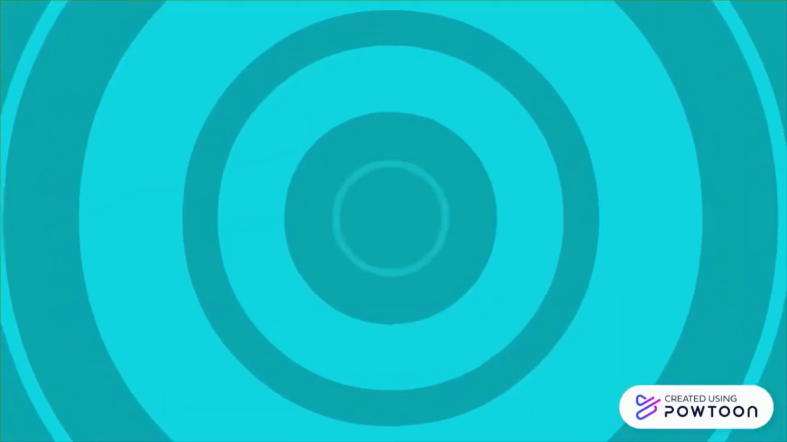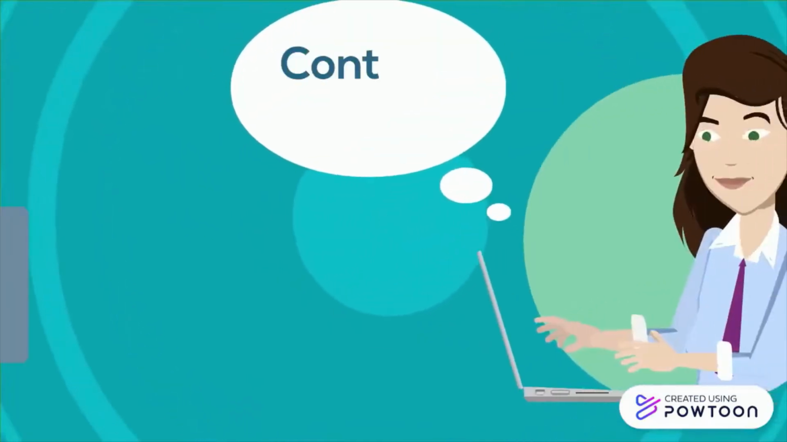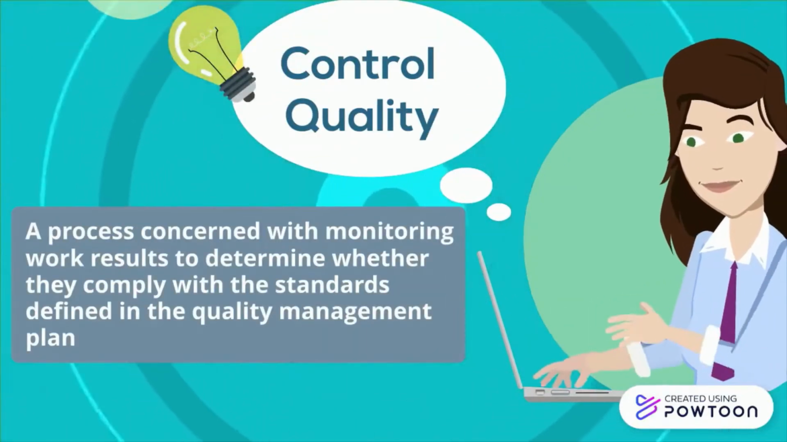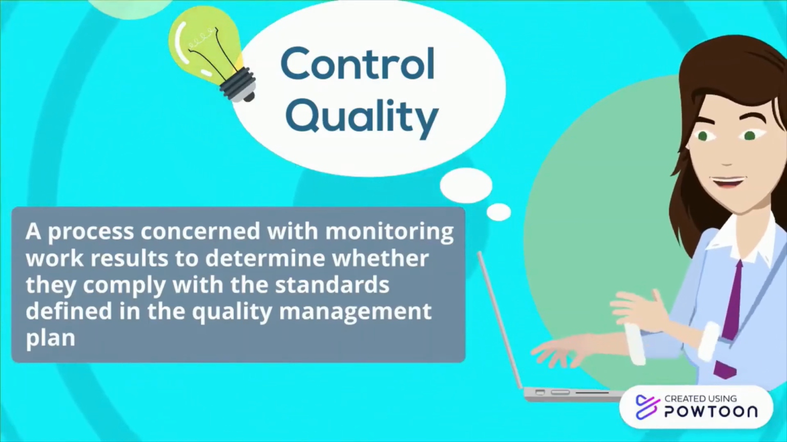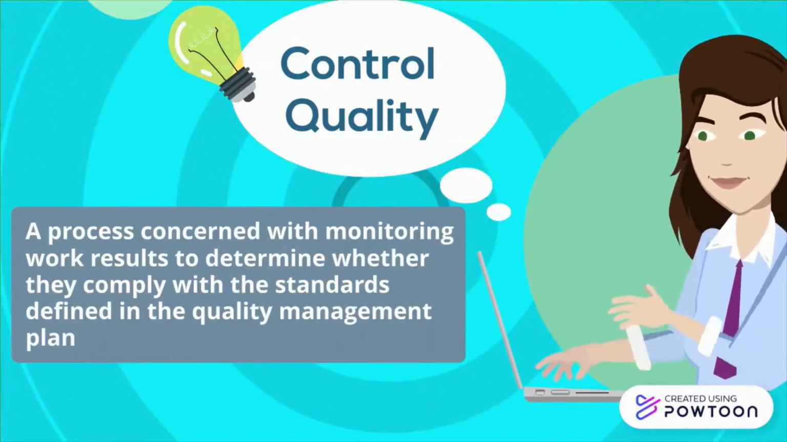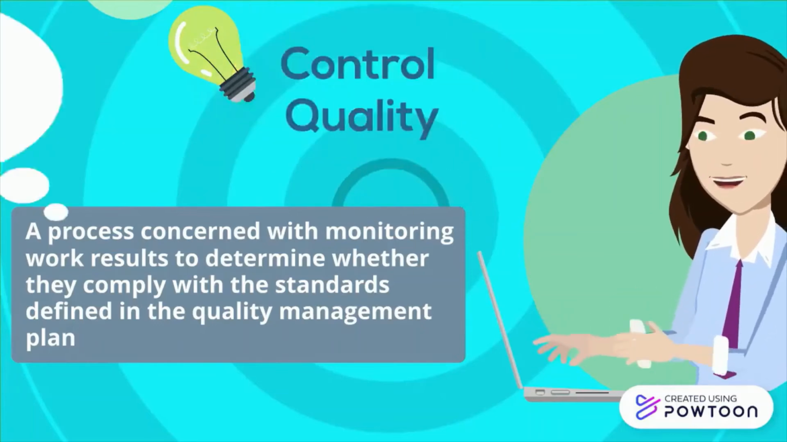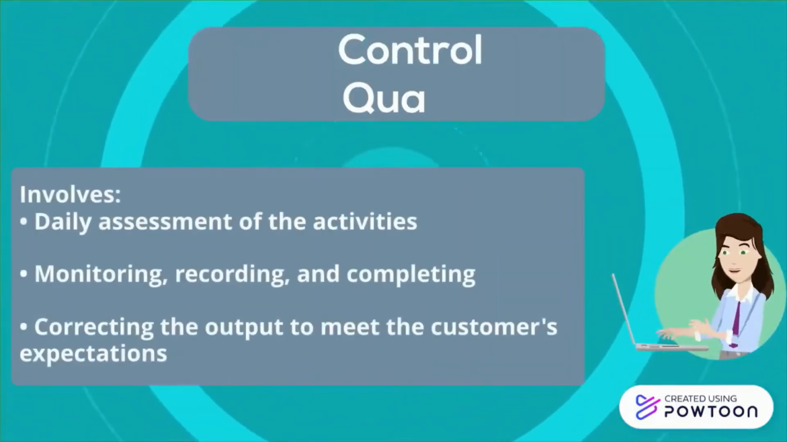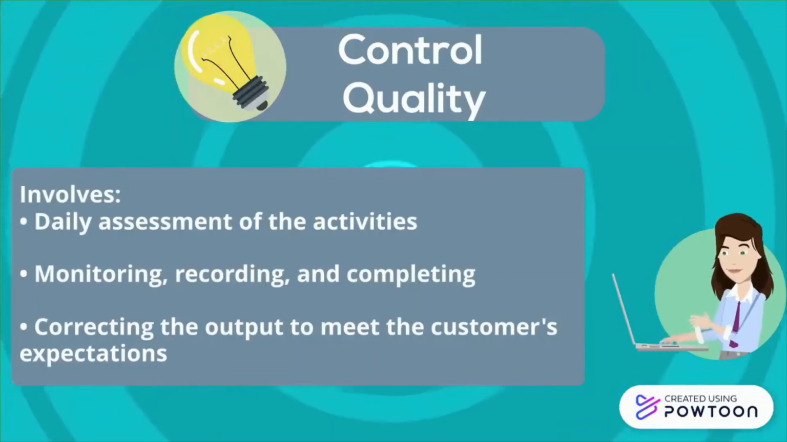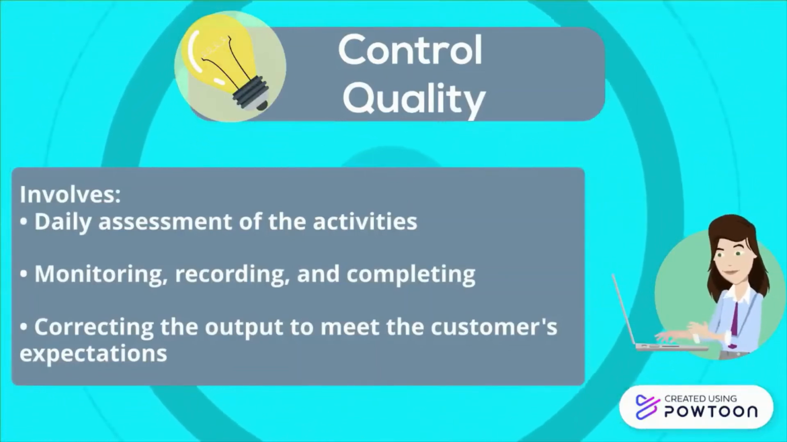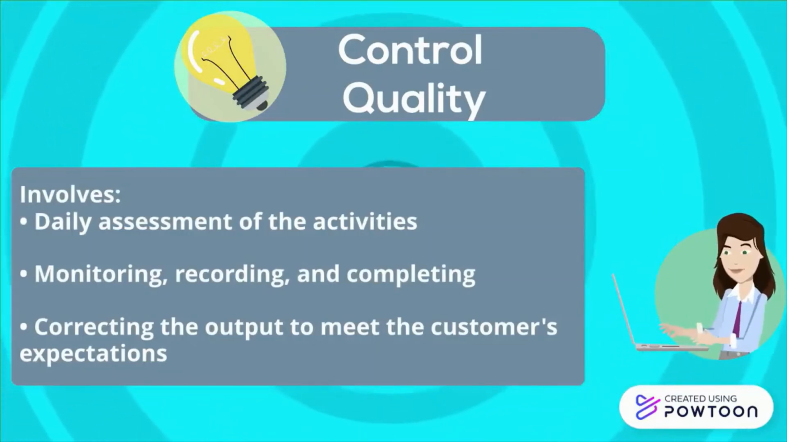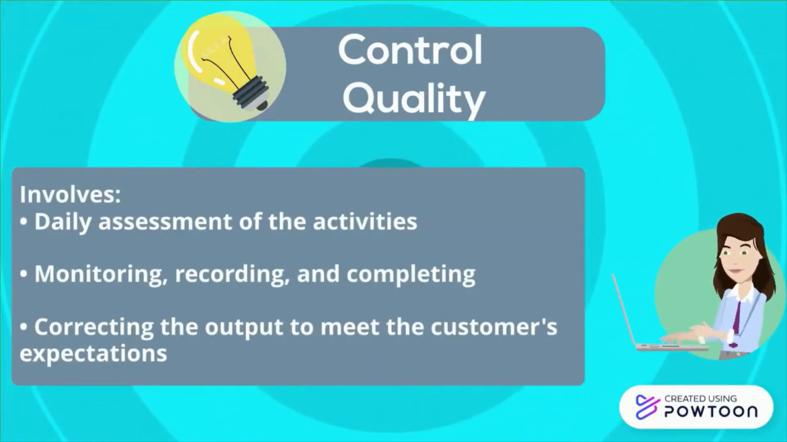Now let's talk about control quality. The perform quality control process is concerned with monitoring work results to determine whether they comply with the standards defined in the quality management plan. It involves daily assessment of the activities undergoing in the project and monitoring, recording, completing, and correcting the outputs to meet the customer's expectation, and is an important step in project management.